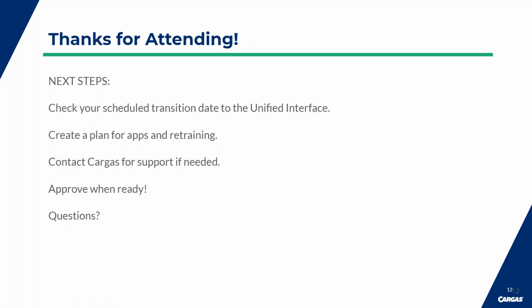So that concludes the content for today. We appreciate your attendance through this hour this morning. As far as next steps go, as a reminder, make sure that you're checking on your scheduled transition date for the unified interface, creating a plan around the project to do that transition, and contact Cargus support for any of the needs around that. You can email customercare@cargus.com, or you can contact any of the members of the team on the call here today.